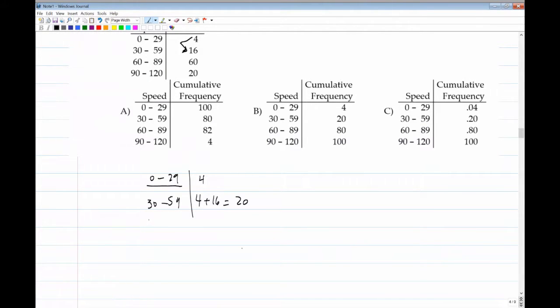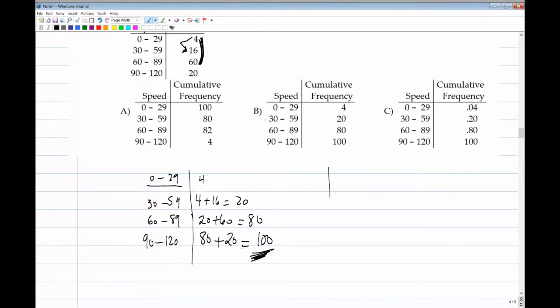The next class, which is between 60 to 89, is going to be 20 plus 60, which is 80. So you're going to add all this together to get to that class. Now, the last one, between 90 to 120, is going to be whatever you had before plus the frequency of that class, which is 100. So the last number right here must match the total number in the sample.